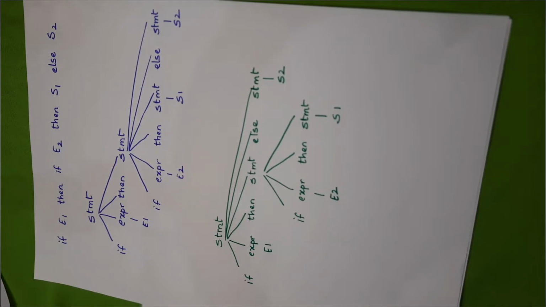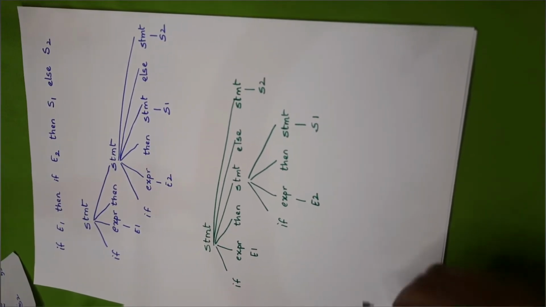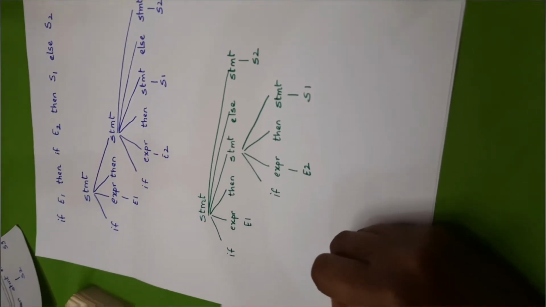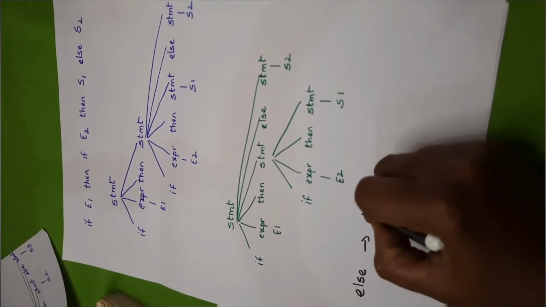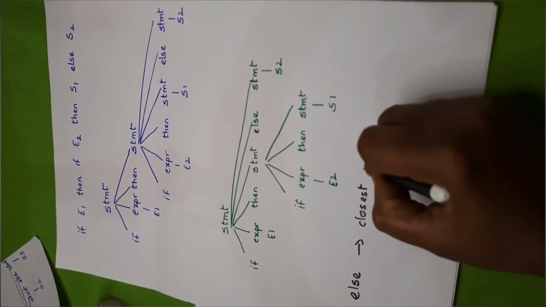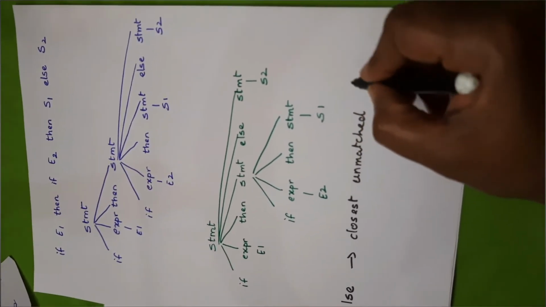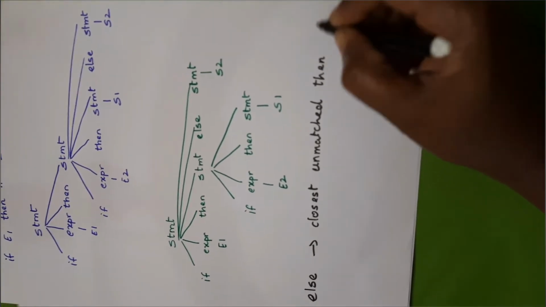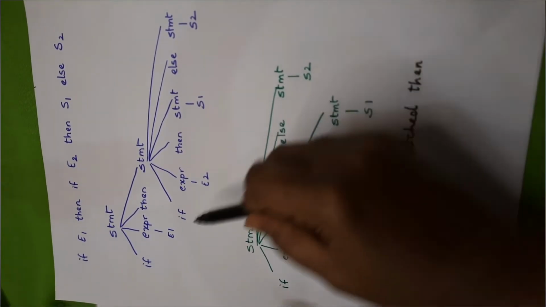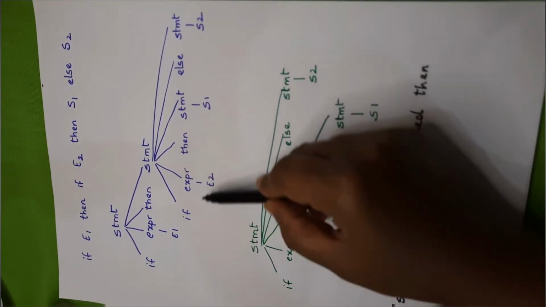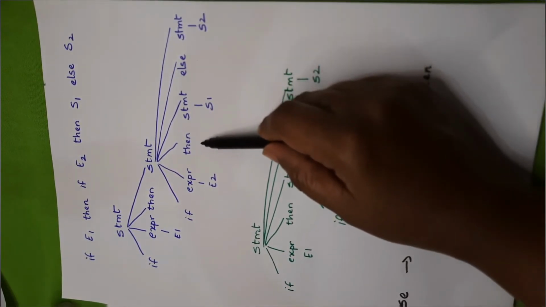So the common rule to eliminate ambiguity is that else must be matched with the closest unmatched then. It has to be matched with the closest unmatched then. Now we will see here: in this one we don't have else. Here we have else, and the else is being matched with the closest then.